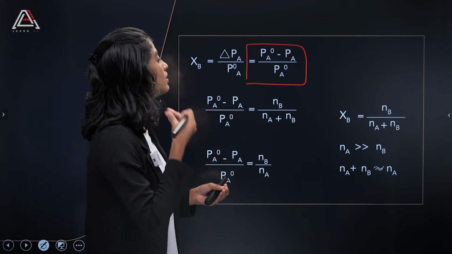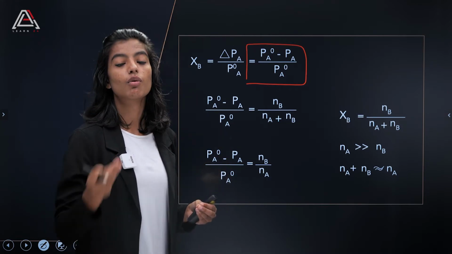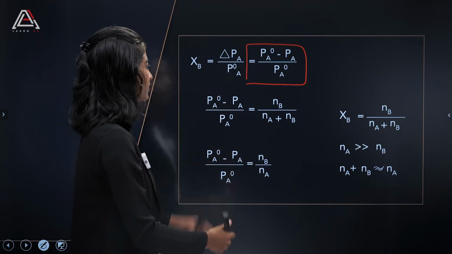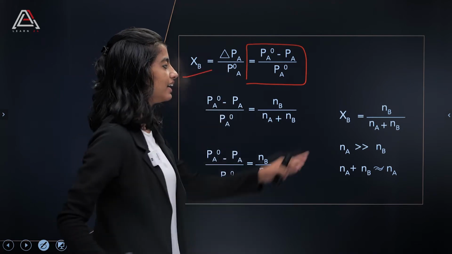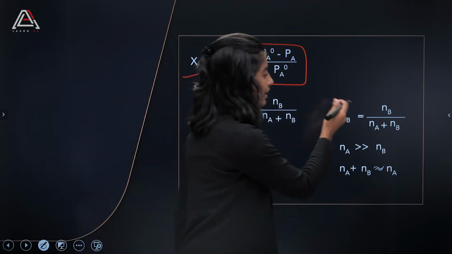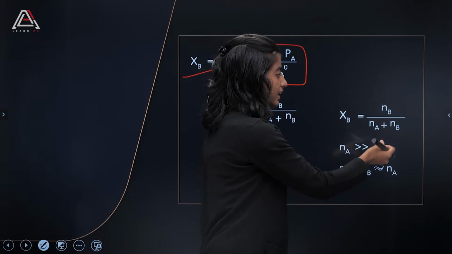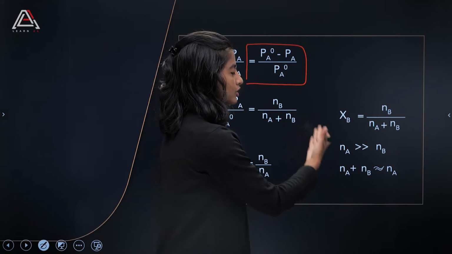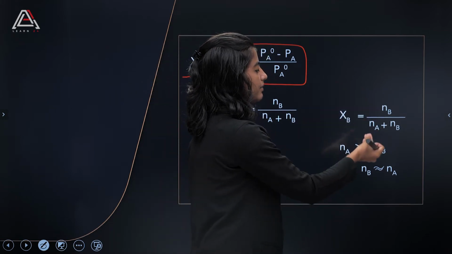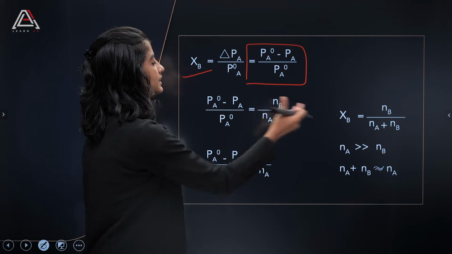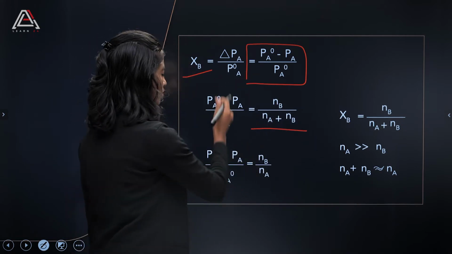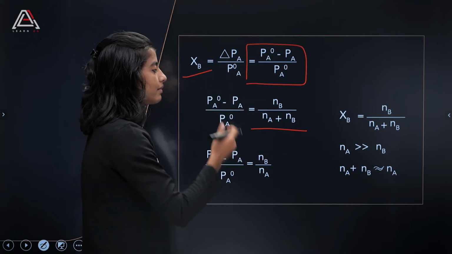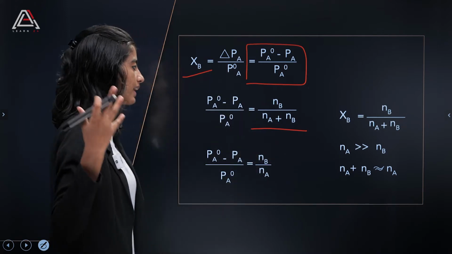Now, I want to know the molar mass of solute. In order to get that, let's continue the derivation. Now we know mole fraction of B is the number of moles of B divided by total number of moles of A and B. Mole fraction of B is equal to NB divided by NA plus NB. I just substituted here. Then I got an equation PA0 minus PA divided by PA0 is equal to NB divided by NA plus NB.